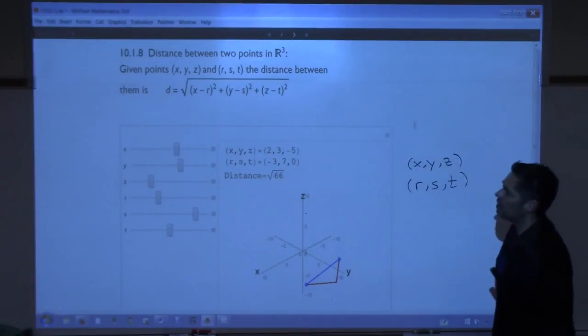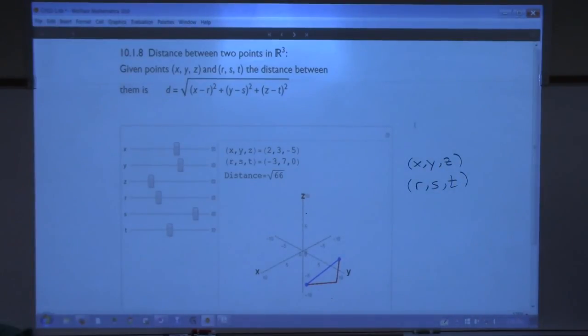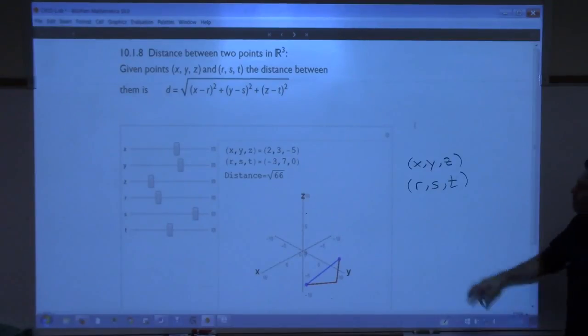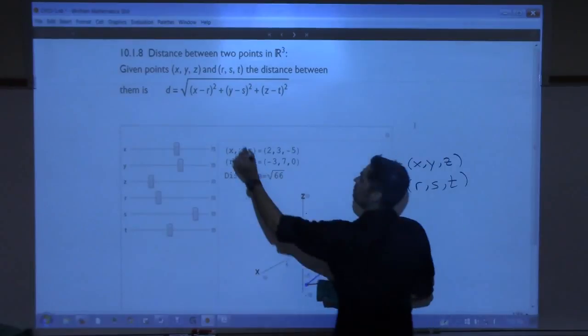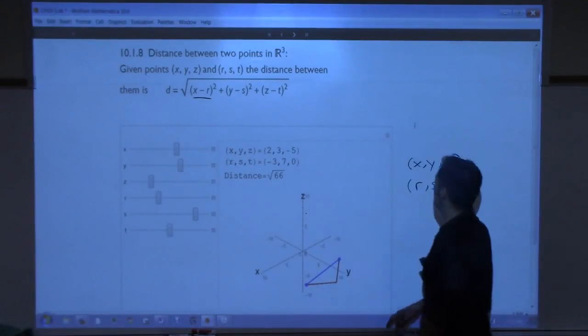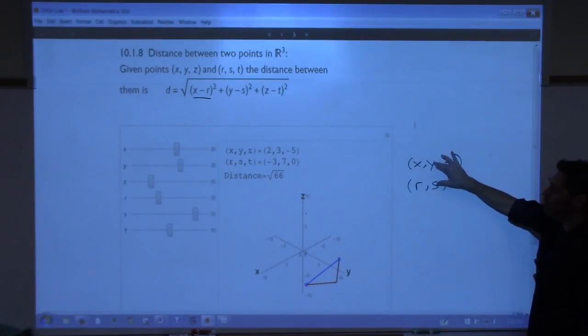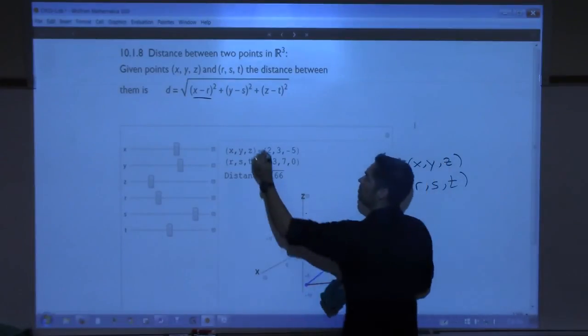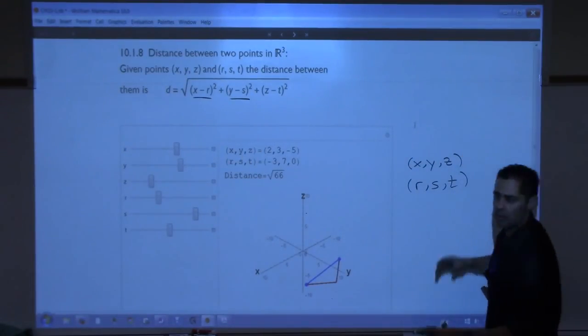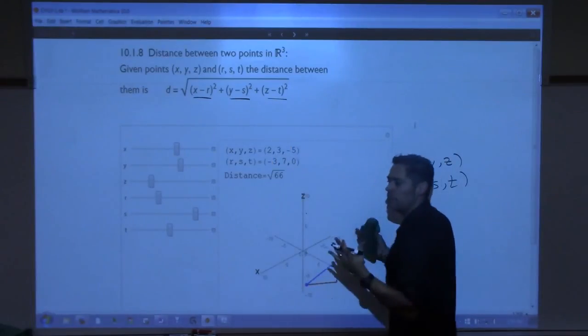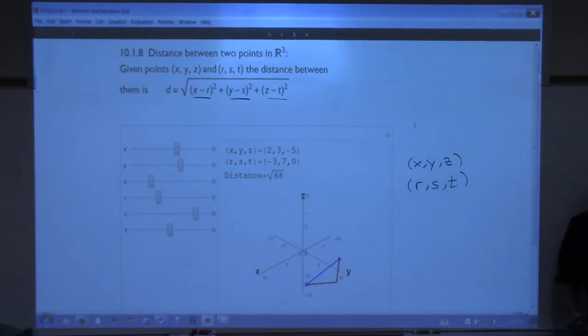Does that formula kind of fall in line with what you'd already known about distance formulas for 2 points in 2D? It's the difference between the x coordinates, squared, plus the difference between the y coordinates, squared, plus the difference between the z coordinates, squared. Add those all up, take the square root, that's the distance.